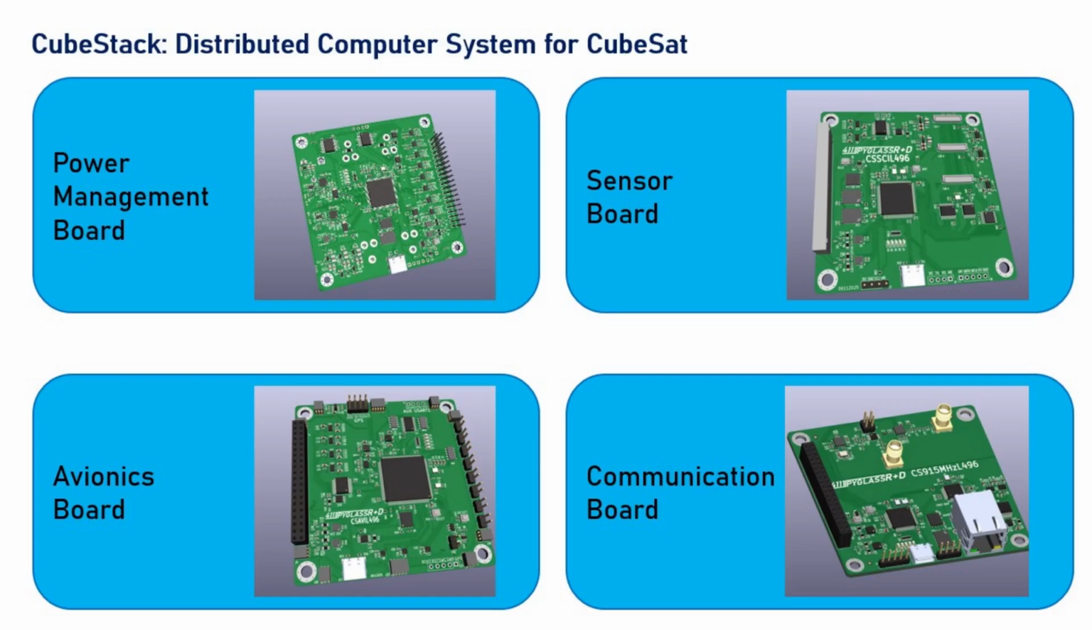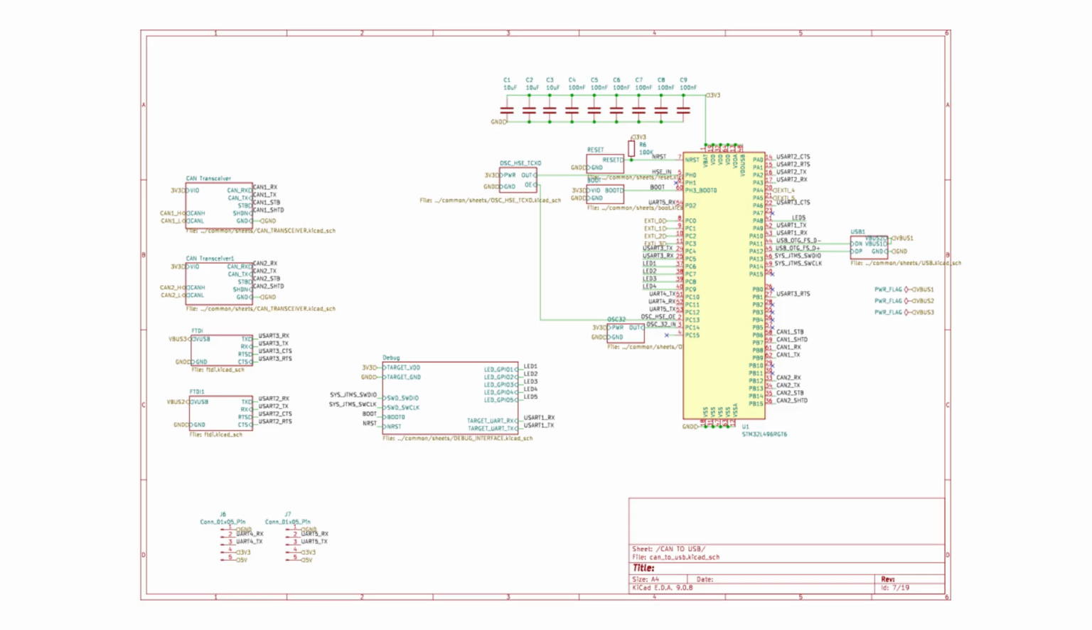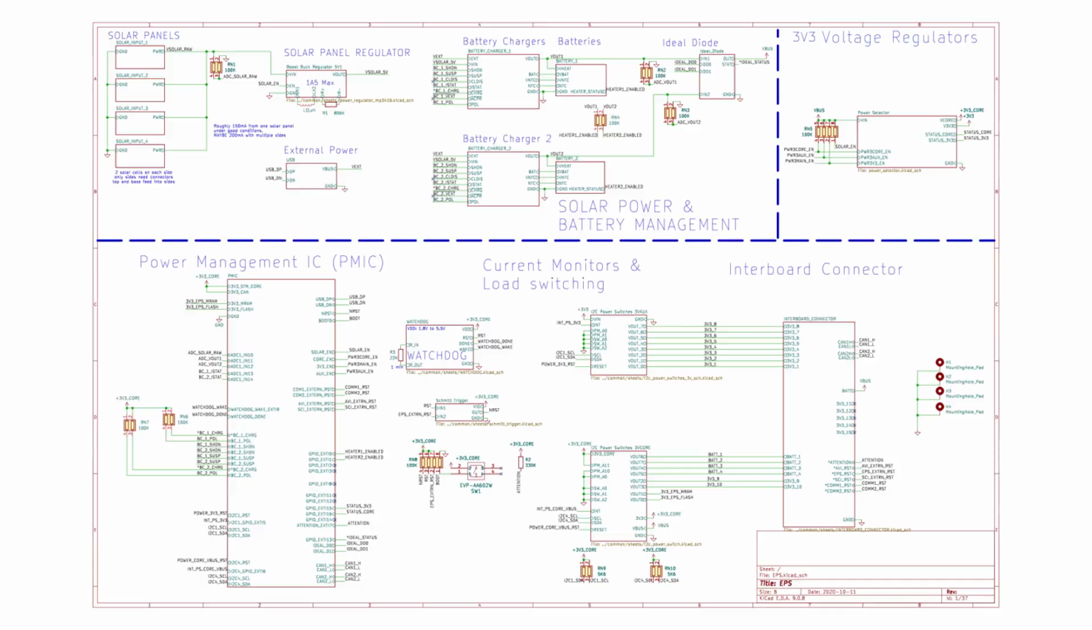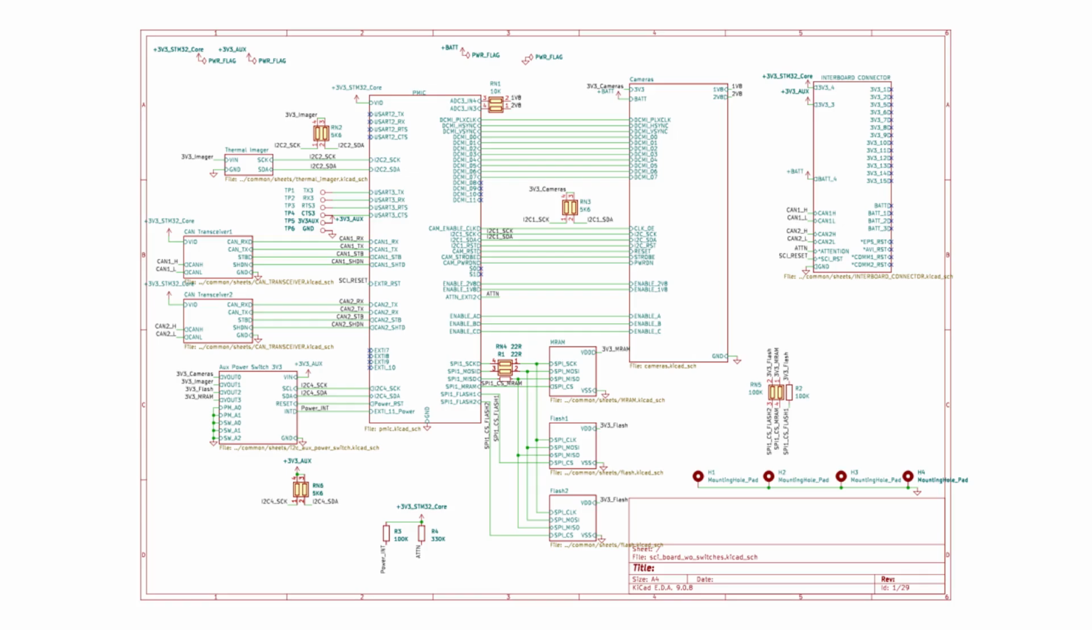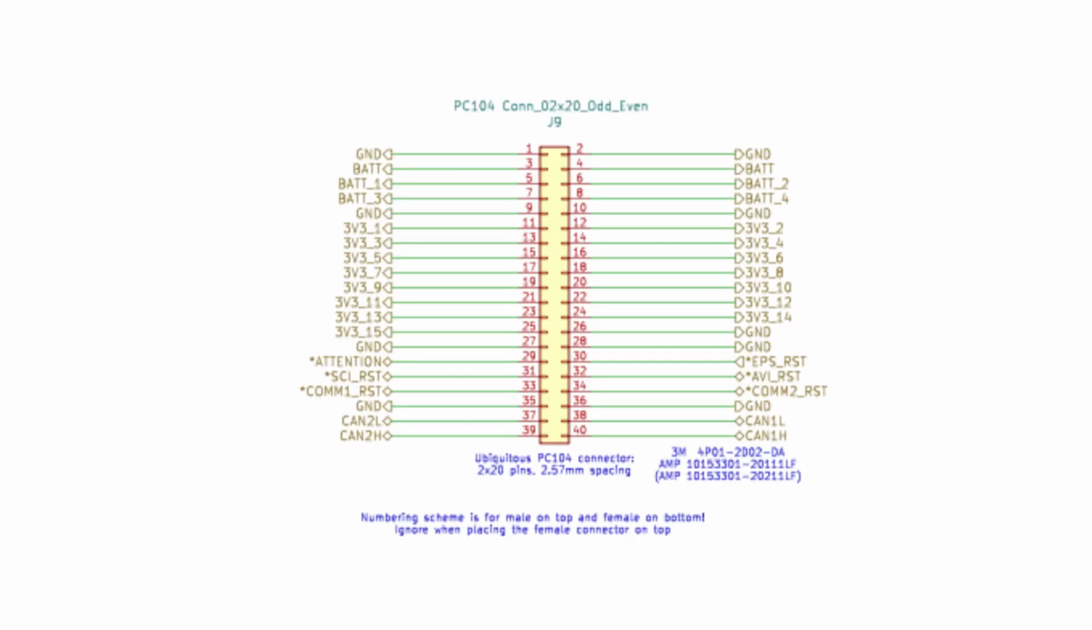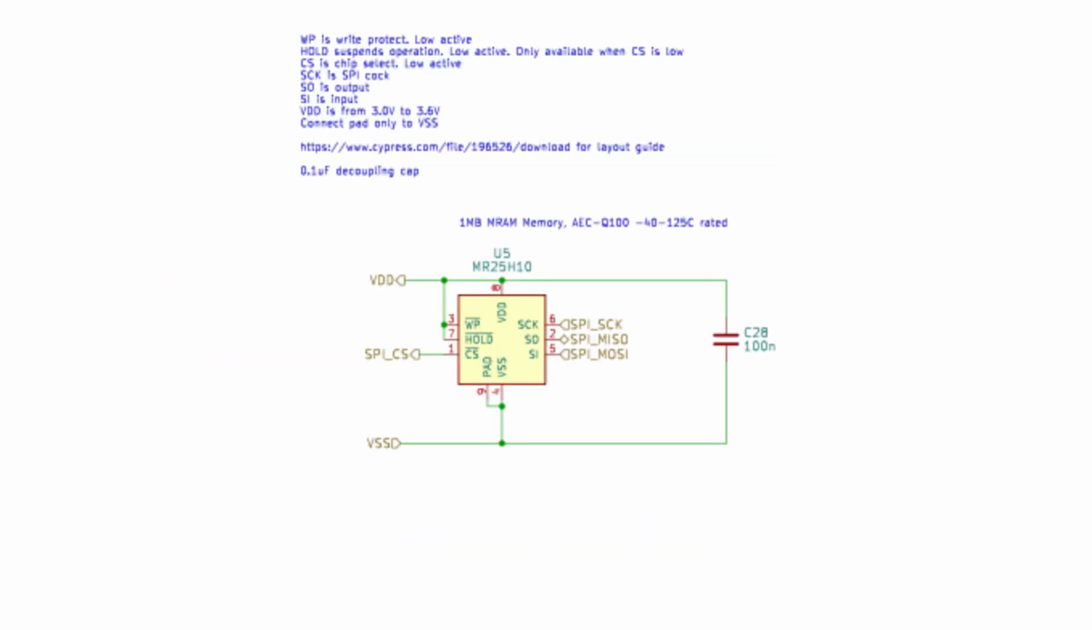I am building a distributed computer system for a CubeSat, multiple boards working together as one machine. Over time, I realized I don't need to start each board from scratch. I can use functional groups by putting them on hierarchical KiCad sheets. These sheets are my hardware subroutines. They make CubeStack modular, repeatable, and fast to develop.